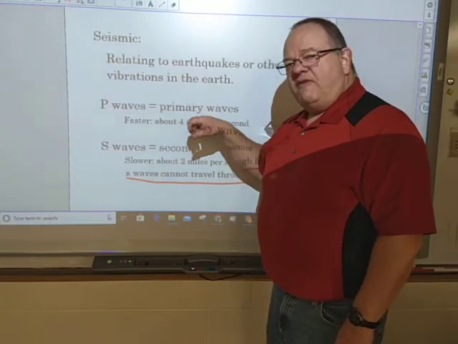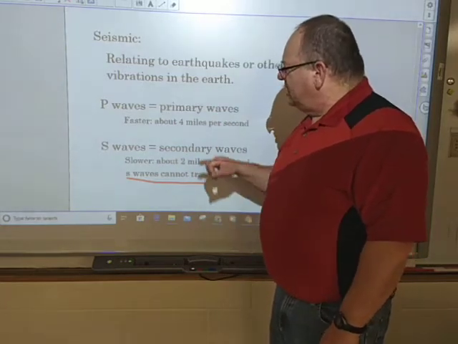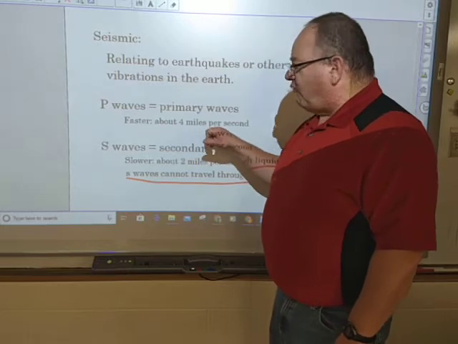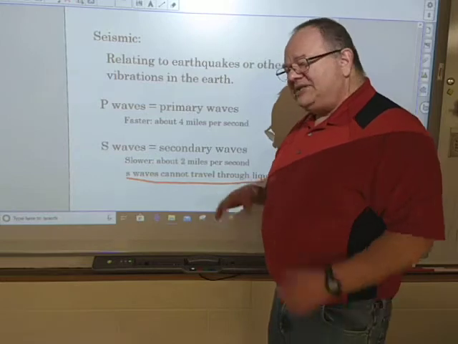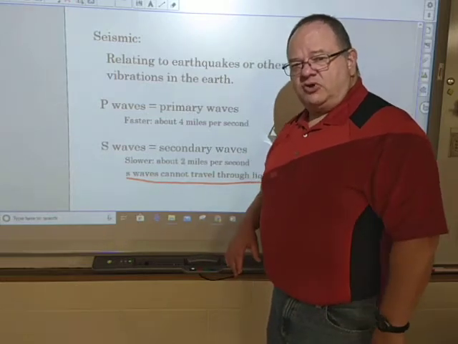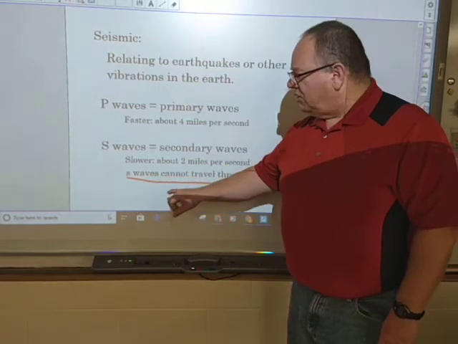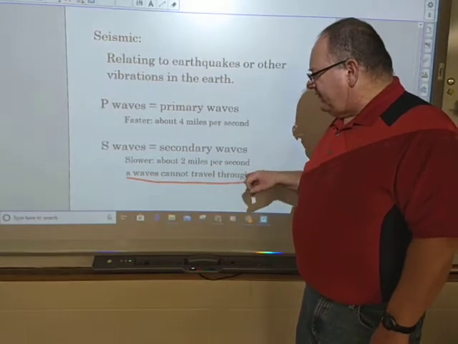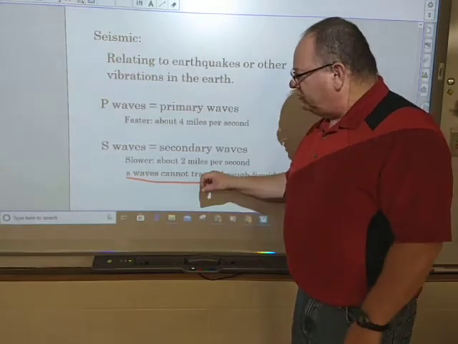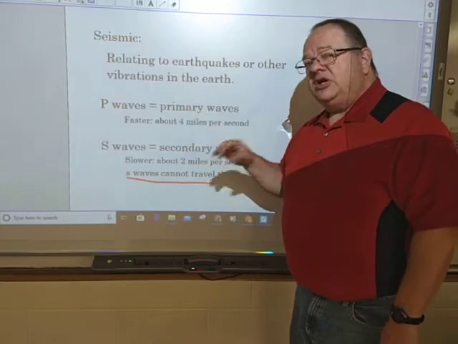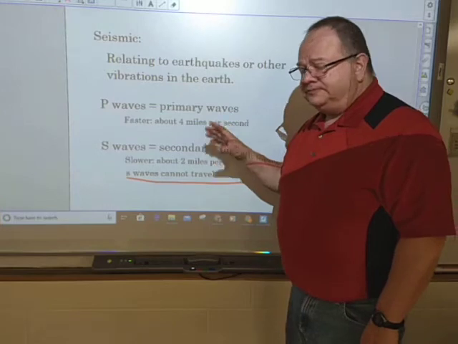P waves travel faster than S waves. That's something to note. P waves generally travel about 4 miles per second. S waves about half that speed. It does depend on the material that the waves are traveling through. Something else that's worth noting is that S waves cannot travel through liquids. The energy just doesn't transfer properly through liquids, whereas P waves can travel through liquids. That's going to be significant.